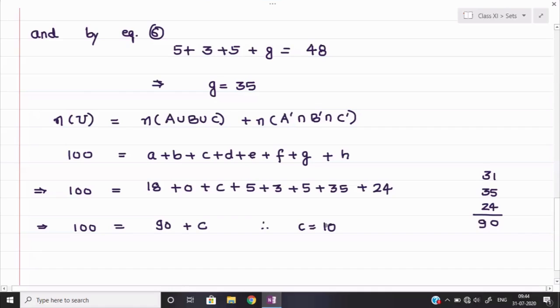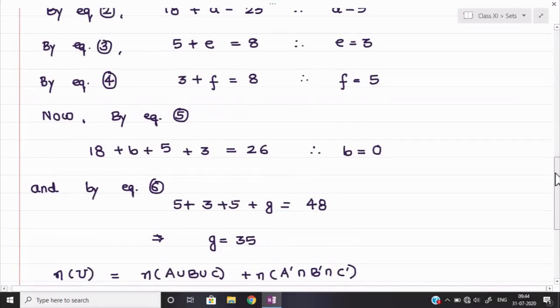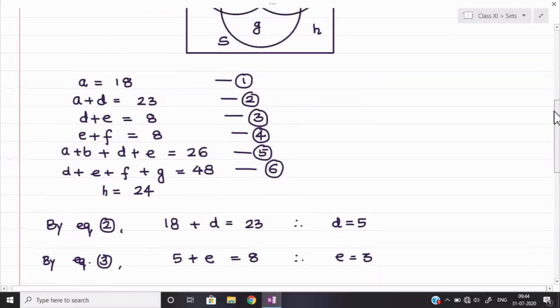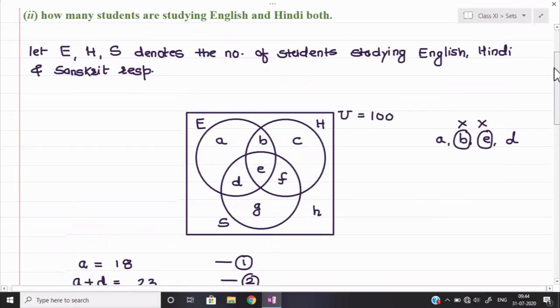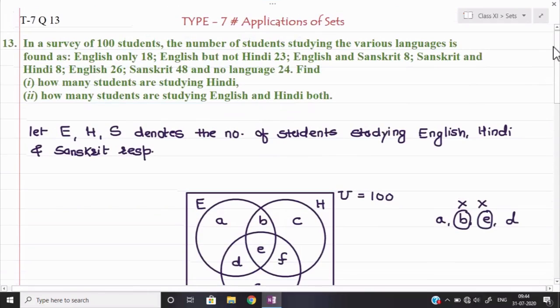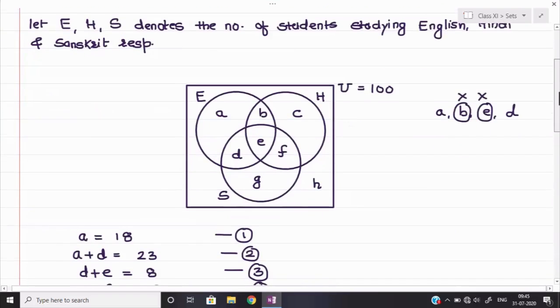Okay, shall we check the addition once? 5 plus 4 is 9, plus 1 is 10, and 4 plus 3 is 7, plus 2 is 9. Correct. The value of C will be 10. Now see, we are ready with all the values, because all eight letters' values we now have, as supposed in the Venn diagram. Now what are they asking? Look at the first part. How many are studying Hindi, meaning we have to find the overall Hindi values. In Hindi, which letters are coming? B, C, E and F. So let us find the addition of these four letters B, C, E, F.